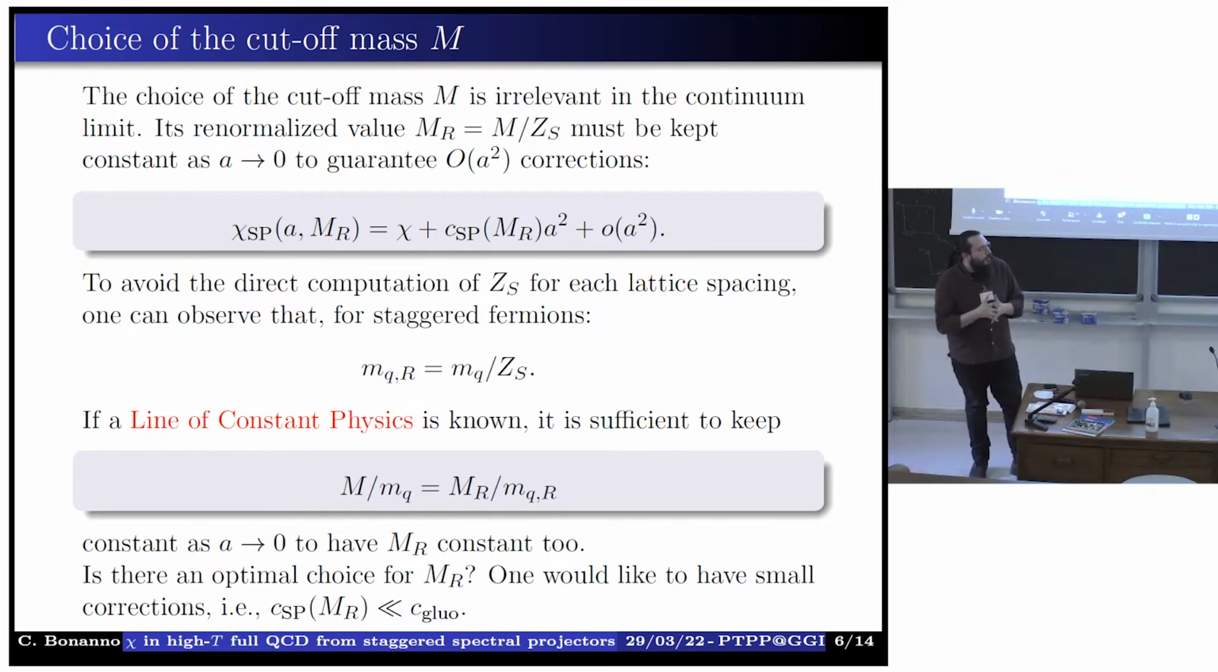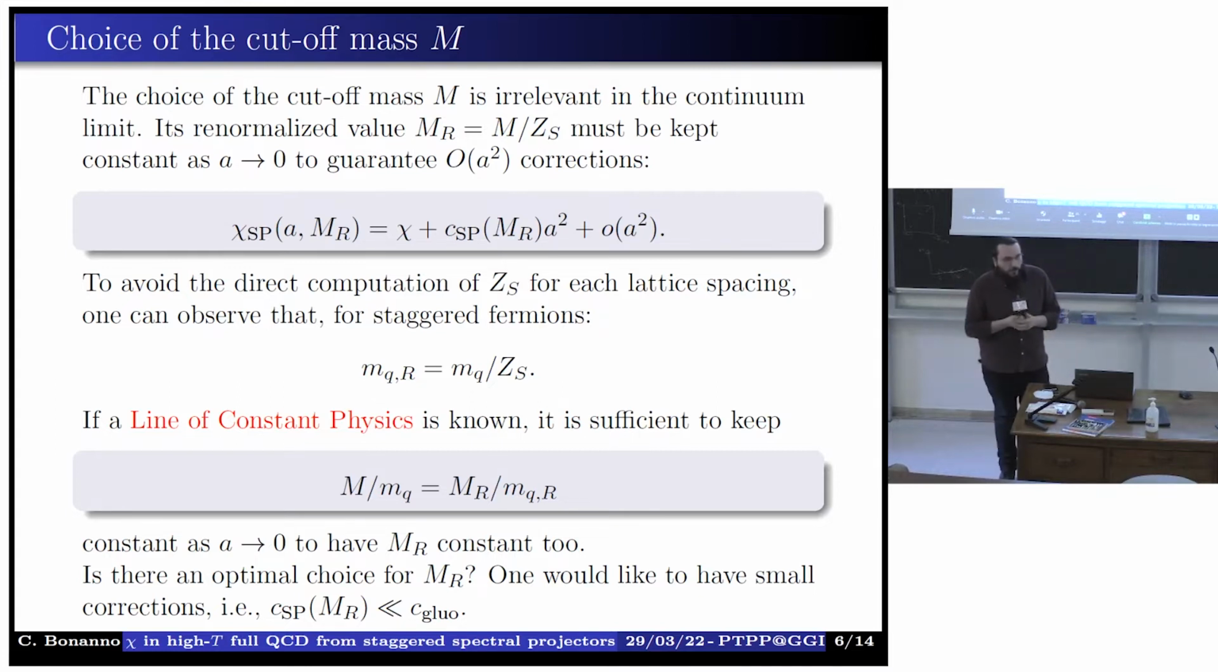So in order to avoid the direct computation of this renormalization constant for each lattice spacing, our strategy is just to observe that for staggered fermions, the quark mass renormalizes exactly as the cutoff mass. So since we know a line of constant physics in our setup, it is just sufficient to keep the ratio between m and any of the quark masses that you have in your lattice theory constant as you scale towards the continuum limit, in order to ensure that m_R, which is the renormalized value of the cutoff, is kept constant in physical units.